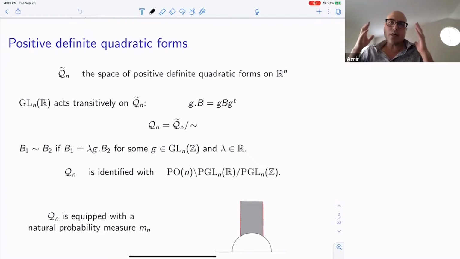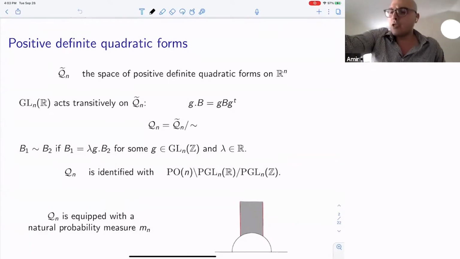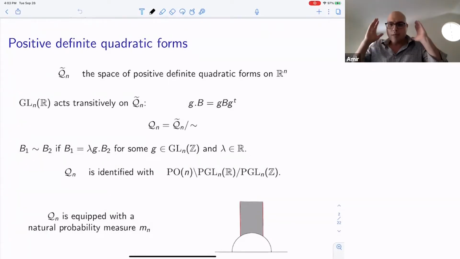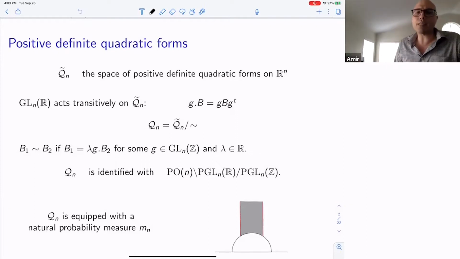So I have R^n, I look at the space of all positive definite quadratic forms on it, but not all of them as they are. I want some sort of an equivalence relation on them. So I want the two forms that are a multiple of each other, I will identify them. And if they are equivalent over Z to each other, I will also identify them. So the space of quadratic forms modulo this equivalence relation is going to be this Q_n.